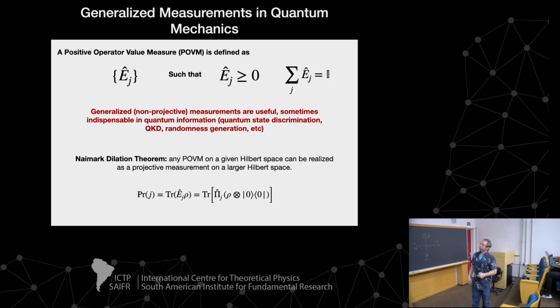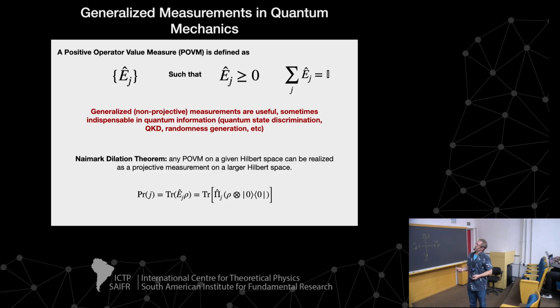So how do you implement them? You can use the result of the Naimark dilation theorem, which tells you that any POVM on a given Hilbert space of some dimension can be realized as a projective measurement on a larger Hilbert space. So the idea is that you want to implement this particular measurement on your state, with non-orthogonal projectors. You can realize this by doing a projective measurement on a larger system.